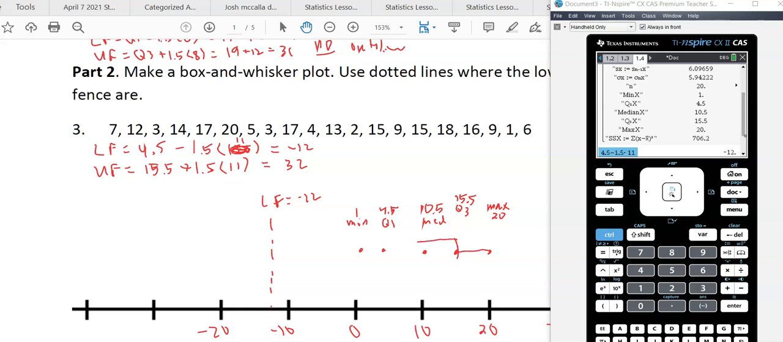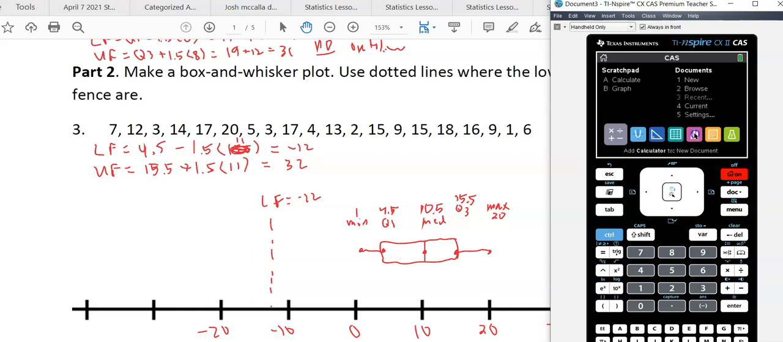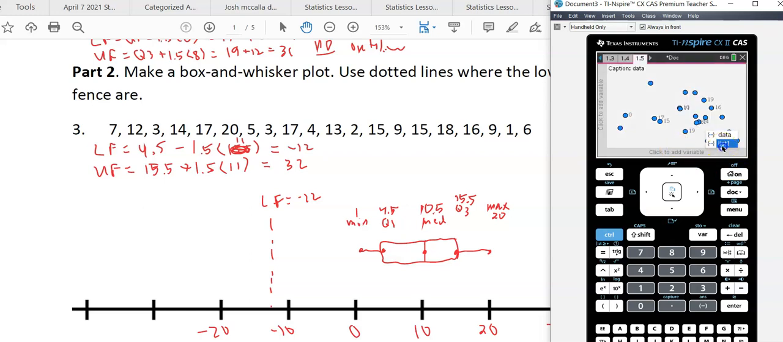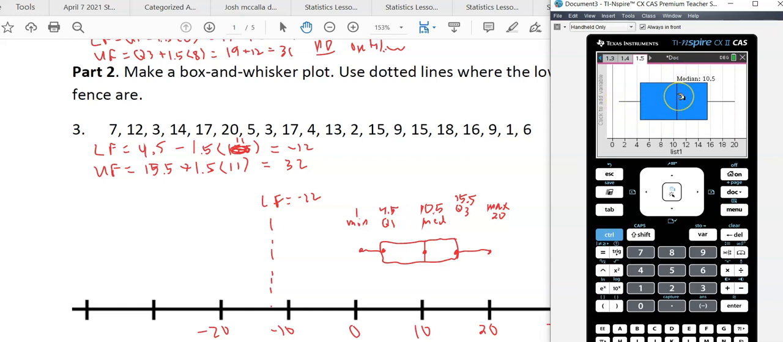You can definitely connect those lines because there are no outliers here. If you needed to do that on the calculator, see if we did it right, I guess. So 1, 4.5, 10.5, 15.5, and 20. And that looks pretty good. Somewhat symmetric, just overall.